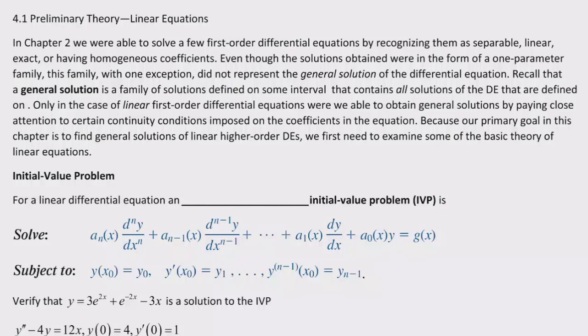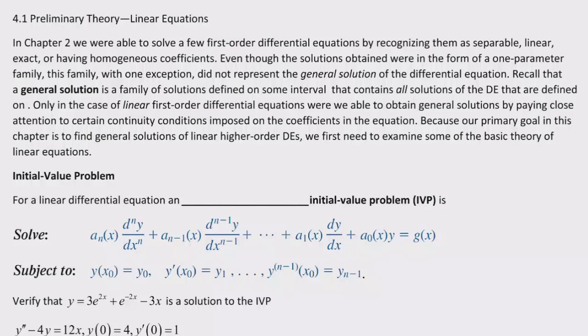All right, in Chapter 2, we were able to solve a few first-order differential equations by recognizing them as separable, linear, exact, or having homogeneous coefficients. Even though the solutions we obtained were in the form of a one-parameter family, this family, with one exception, did not represent the general solution of the differential equation.